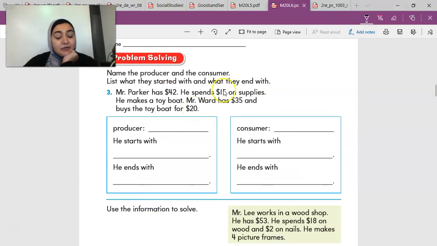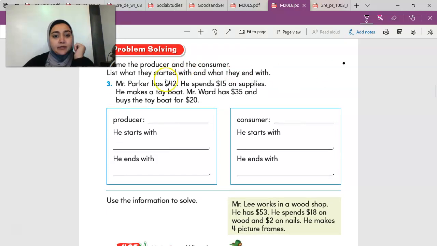It says name the producer and the consumer. List what they started with and what they ended with. So Mr. Parker has $42. So we're going to circle 42. He spends, that means it goes away, $15 on supplies. He makes a toy boat. Who's making? Mr. Parker is making. He's the producer. So what are we going to write for producer? Mr. Parker.